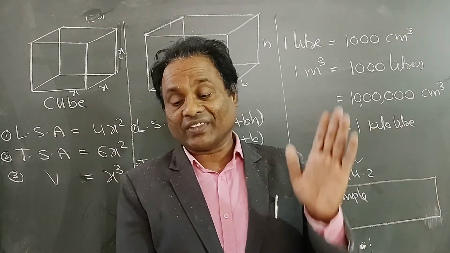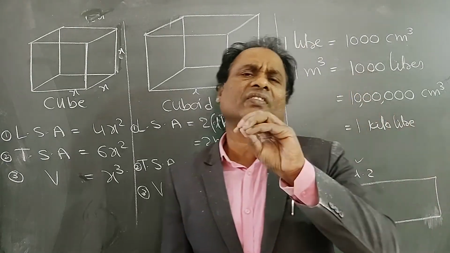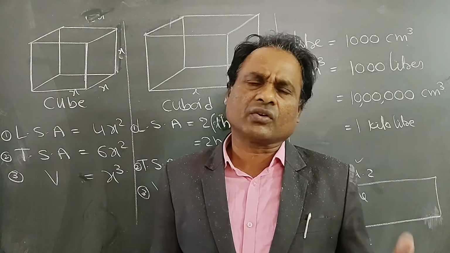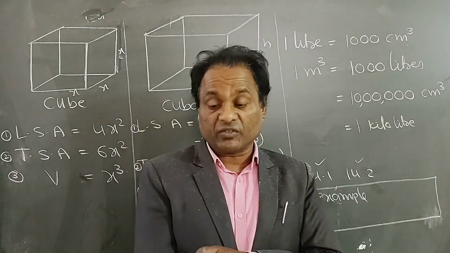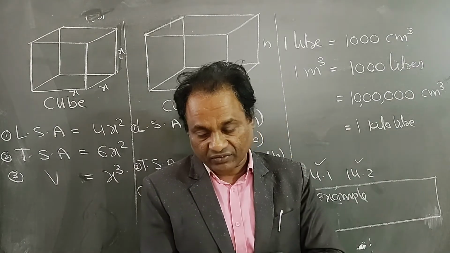Surface area is 2 into (LB plus BH plus LH). The word total is not mentioned, but if it is not specified, we have to take total surface area only. So the total surface area formula is 2 into (LB plus BH plus LH). Substituting the values, we got 900 as the answer.